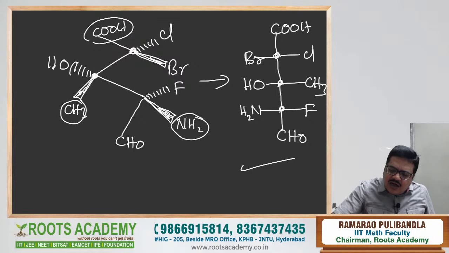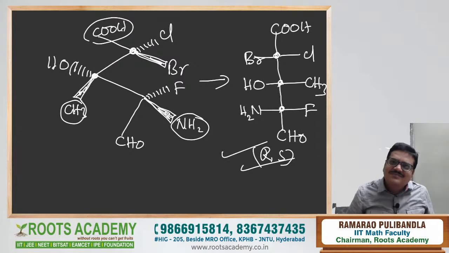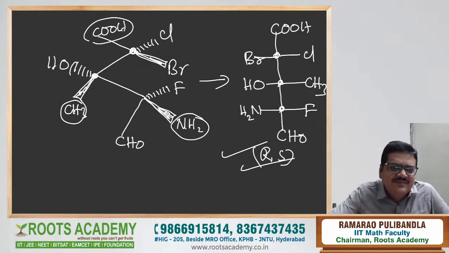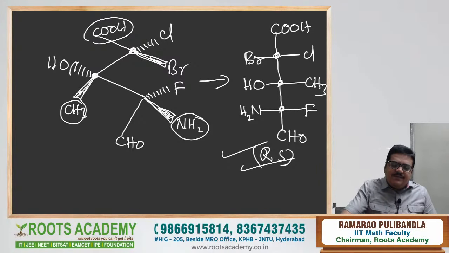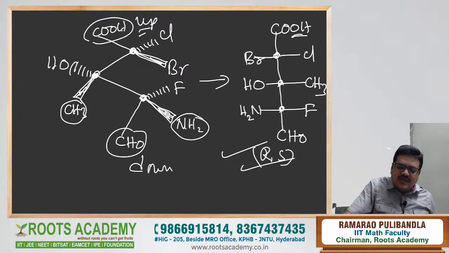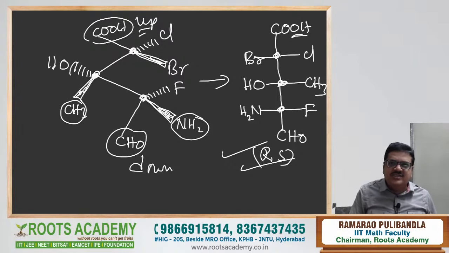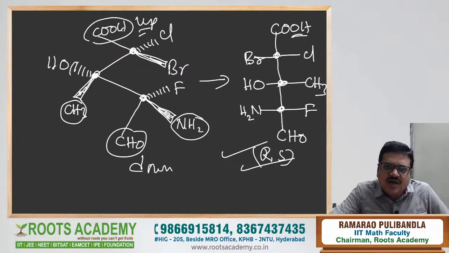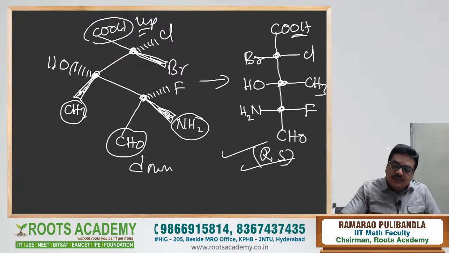Then you can say RS configuration. That we'll discuss later. Understood? Yeah. COOH is up. Okay, it is up. It is down. It is up. These are junctions. These are chiral carbons. Junctions means chiral. Okay, this is called conversion. Different forms of carbons.